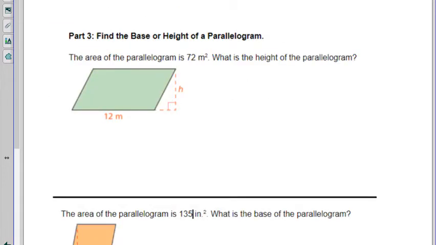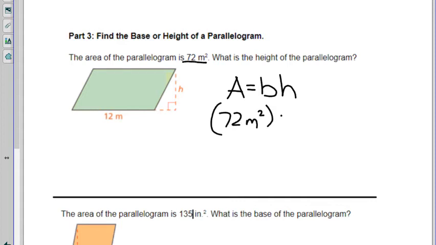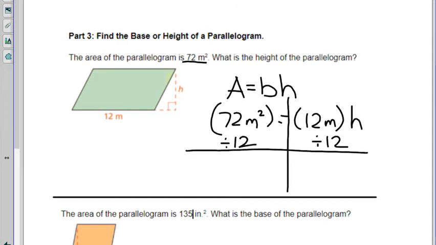All right, now instead of finding the area, we're finding the base or height if they're missing. So same thing. I'm going to start with my formula. Area equals base times height. I'm going to fill in what I know. It tells me the area is 72 meters squared. And that's equal to the base is 12 meters. And I have the height. I don't know what the height is. How do I get rid of a times 12? I divide by 12, both sides. And I get my height is 6 meters.